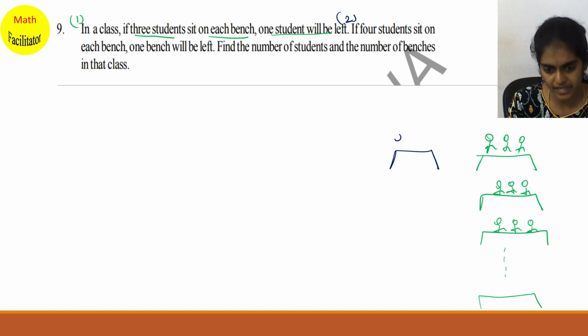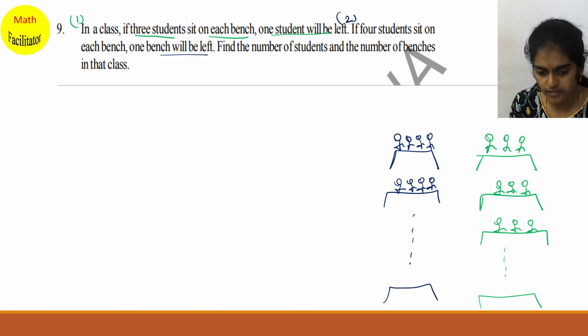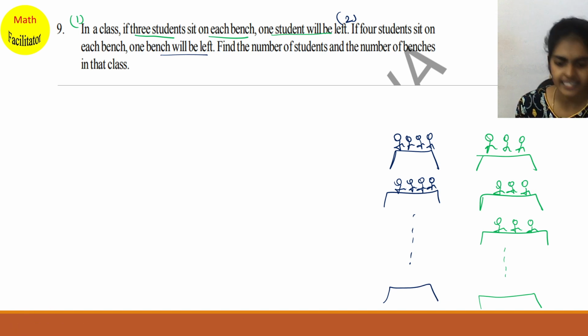Now suppose this is the bench. So 1, 2, 3, 4 students are sitting on the bench. Okay, so in this way, four students are sitting on the bench. Then one bench will be left. Let me see the condition here once again. Please see the condition here once again.